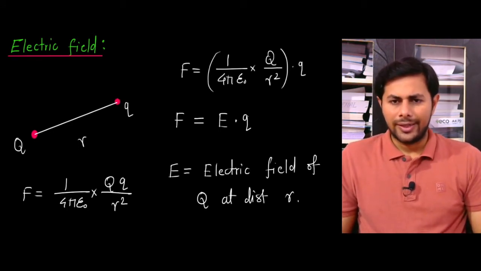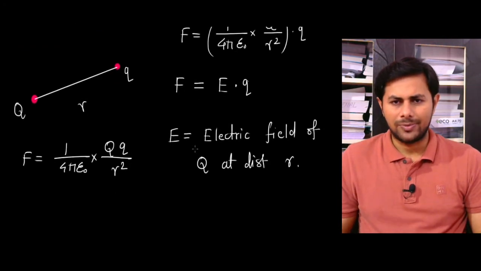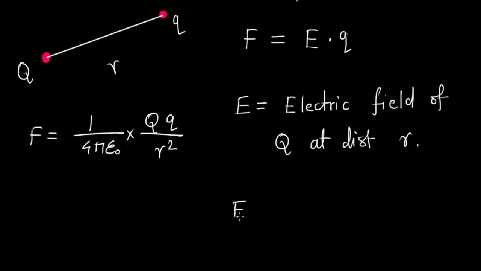So the electric field of charge capital Q is given by the formula E equals 1 over 4 pi epsilon naught times Q over r squared. It's the effect of charge capital Q, so it should not depend on small q, and as we can see, it doesn't depend on the charge small q.